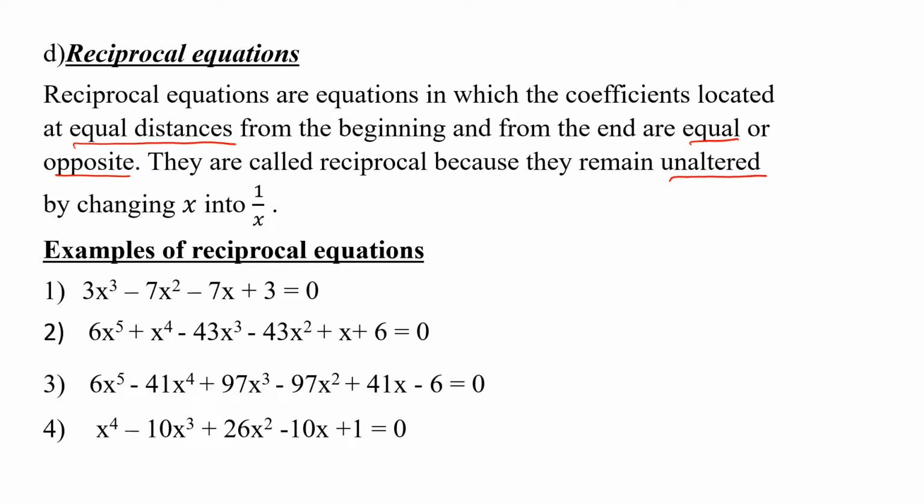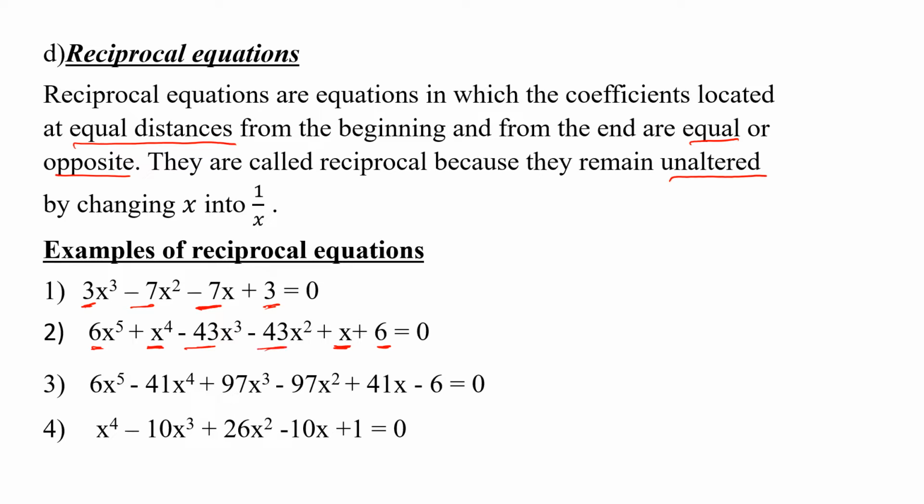Examples. For example number 1, you see that the coefficient in x power 3 is 3, which is equal to 3. Then negative 7, which is equal to negative 7. Example number 2, you have 6, equal to 6. You have 1, the coefficient in x power 3, which is equal to 1, the coefficient in x. You have negative 43, which is equal to negative 43.